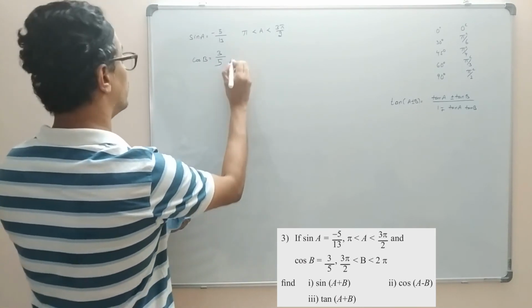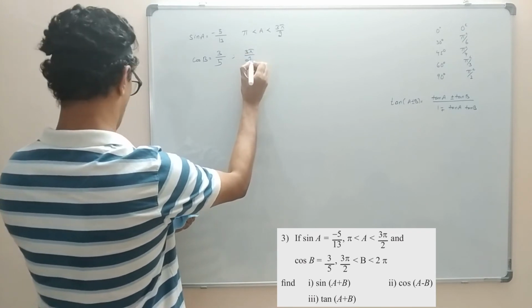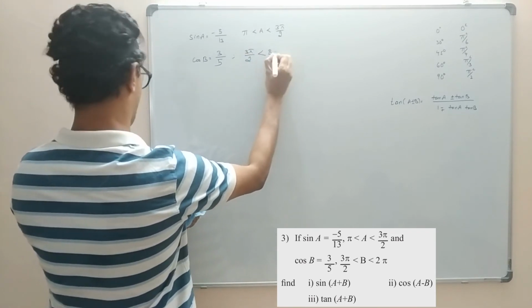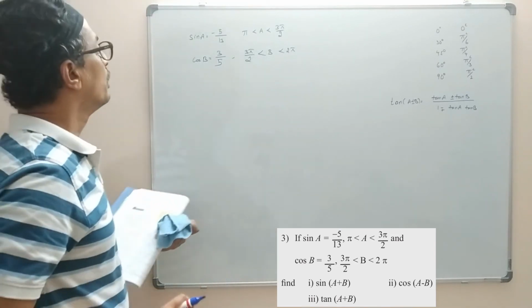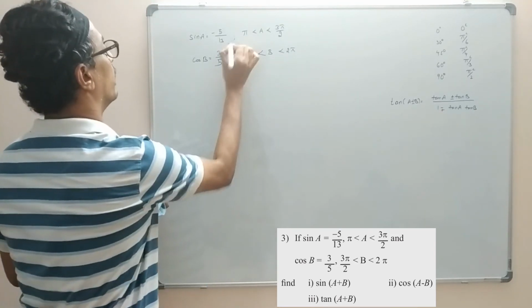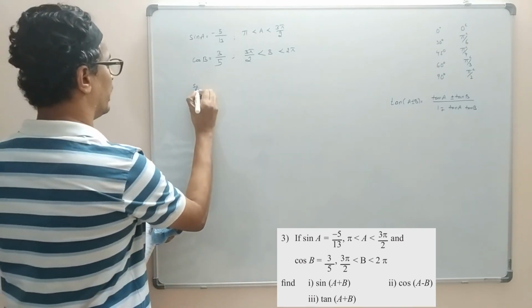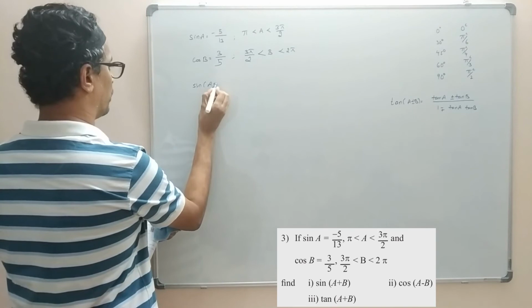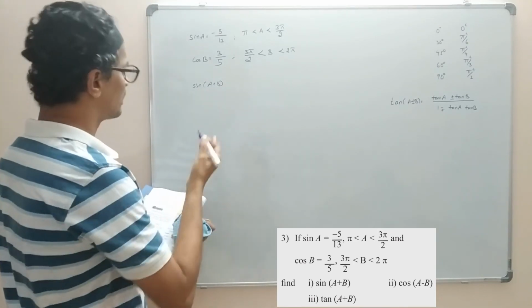And cos B equal to 3 by 5, and here also they are given 3 pi by 2 is less than B is less than 2 pi. Okay? Good. So, this is simpler. They ask many things to find out: sine A plus B, cos A minus B, tan A plus B. These are all simpler actually.